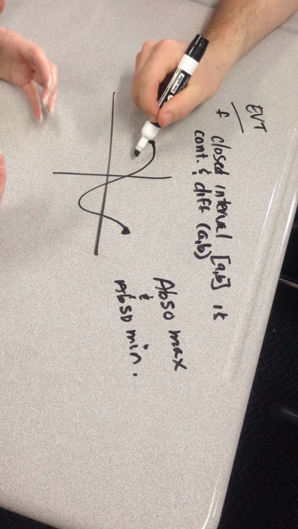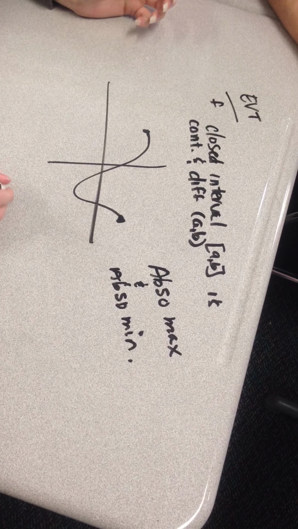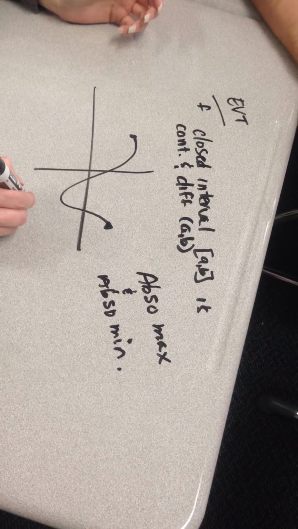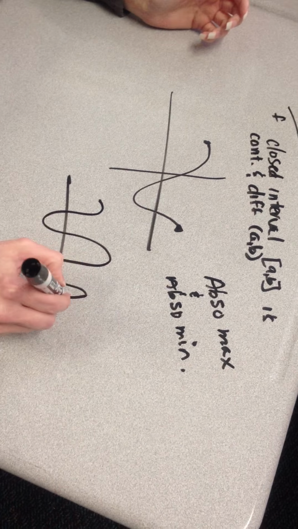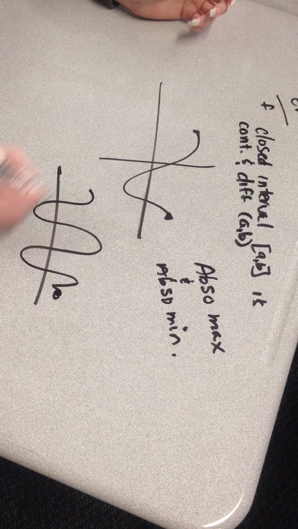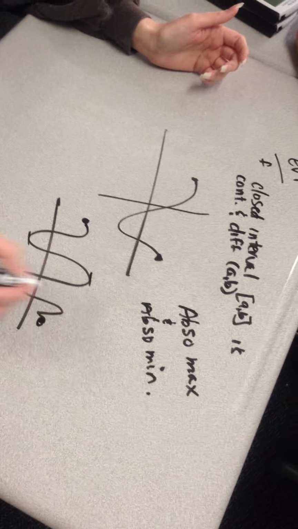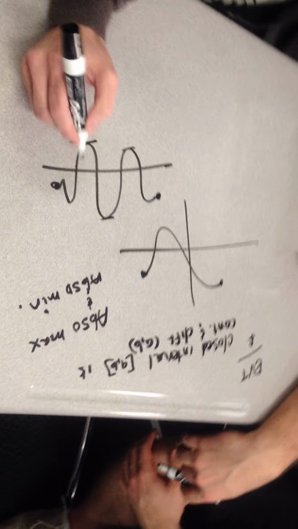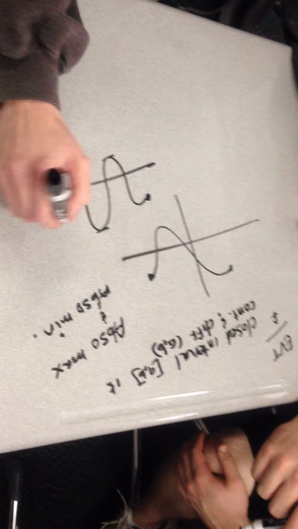Can there be a relative in closed? Yes. There's max and min relative. Okay, I just want to make sure I understand. So this would be relative. That one's a little lower, so that would be absolute. And that would be absolute. That would be relative.